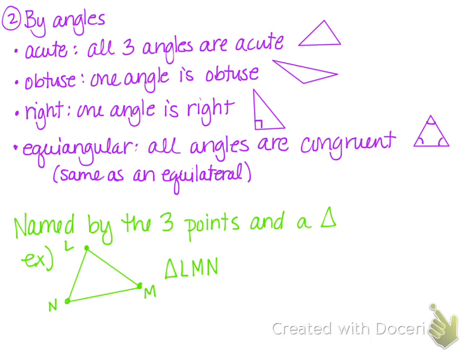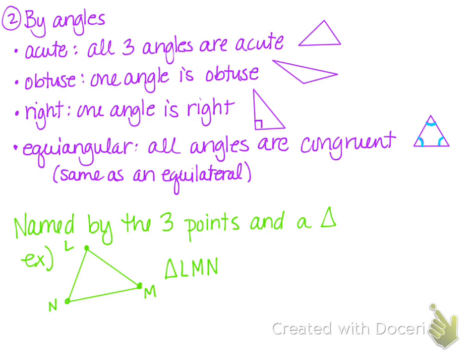The way we mark angles congruent are these little rainbow marks, right here, and right here. And since they all have the same number of rainbow marks, these angles are all congruent. Now, the cool thing about equiangular is that it's the same thing as equilateral. If you have a triangle where all three angles are congruent, all three sides are also congruent.